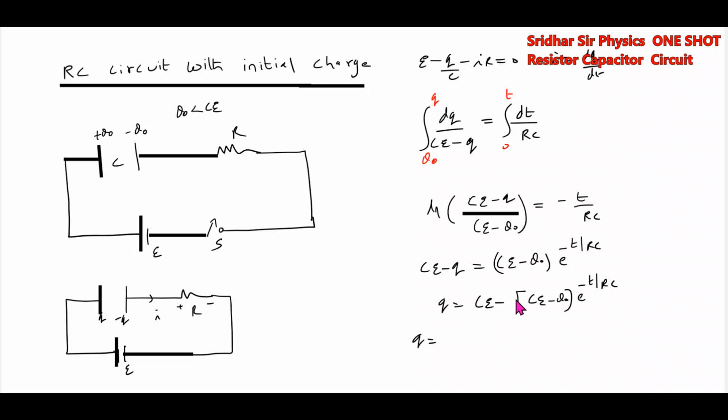So this is the expression for charge with initial charge. If initial charge is present, this is the basic method you have to apply. Put t equal to 0, then what is the charge? The charge will be Q naught. After a long time, what will be the charge? It will become equal to CE only. This is the steady state charge. This is an RC circuit with initial charge.